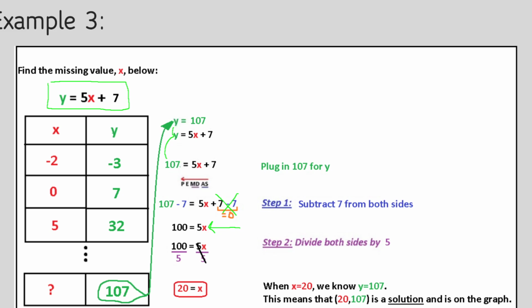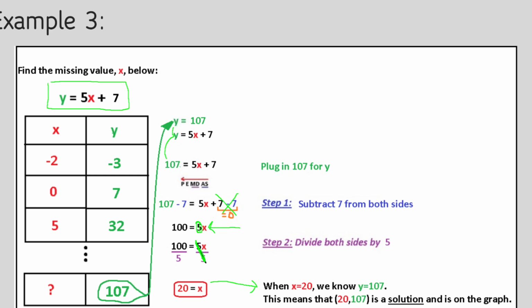Now this is just a one-step equation. So we need to get rid of this 5. To get rid of that, we have to divide both sides by 5. If we divide both sides by 5, these go away and leave us with just x. And then on the left, 100 divided by 5 is just 20. So we know that when x is 20, y is 107. And this means that this point, 20, 107, would be a solution and is on the graph.